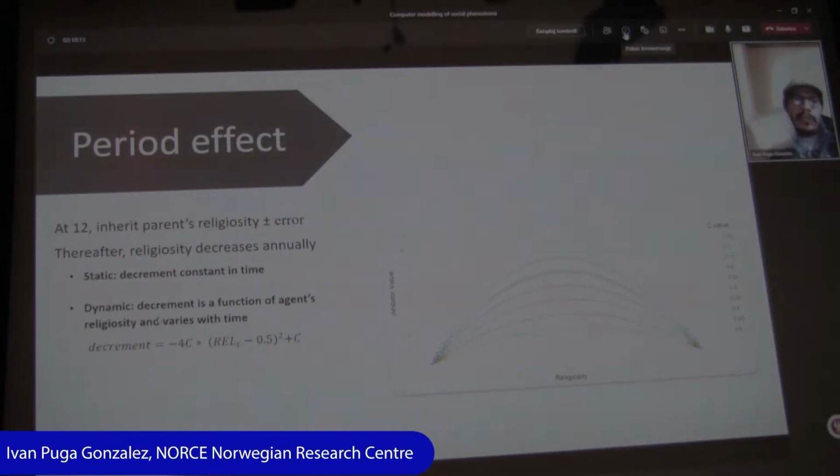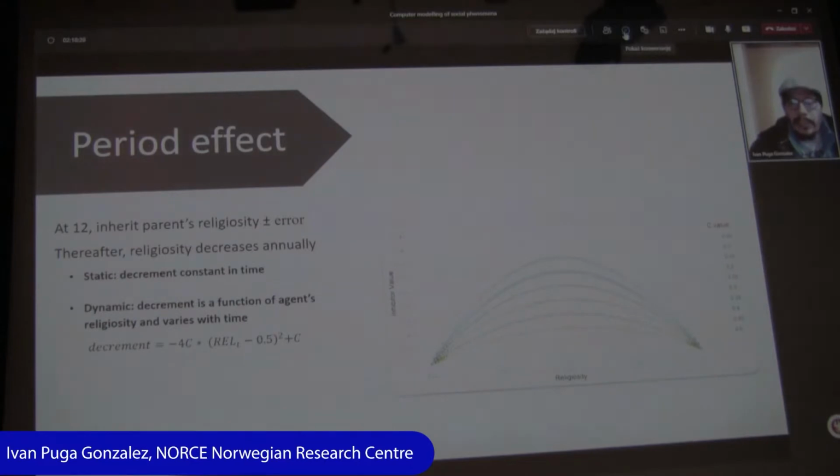So this decrement is basically a function of the religiosity of the agent. Now, what I want to draw your attention to here is that we have parameters, right? We don't know exactly what this decrement is here or how the values of this function actually work.